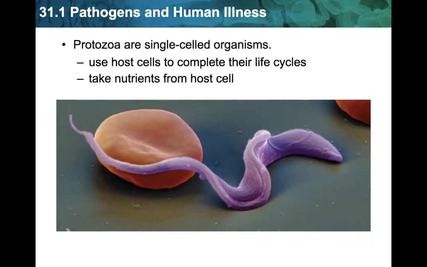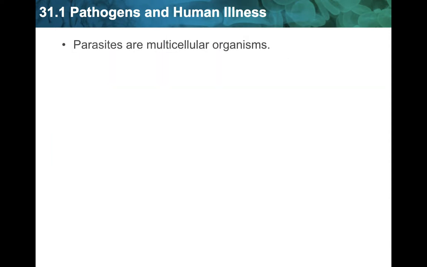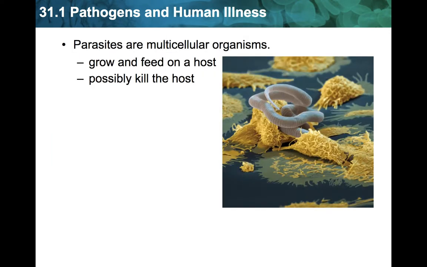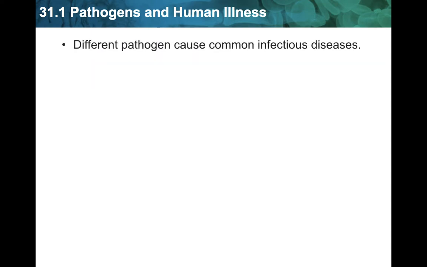Protozoa are single-celled organisms. They use host cells to complete their life cycles. They take nutrients from the host cells, so these guys are like little parasites. Now we're talking about the bigger parasites here. These are multicellular organisms, grow and feed on a host, possibly kill the host. We've talked about pretty much all of this up until this point previously.